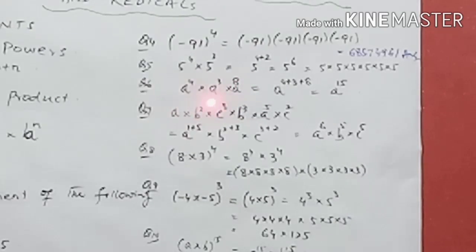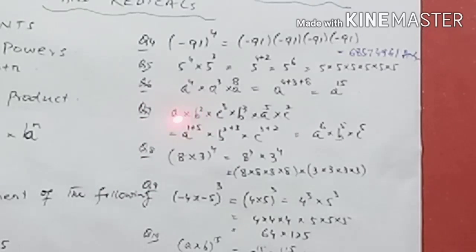These three terms having the same base A, we write the A once and the exponents are added: 4 plus 3 plus 8. The answer comes as A raised to power 15. We do not multiply it because it is a simple variable, and a variable is not multiplied, but only we write the exponent above the variable. Now come to question number 7.